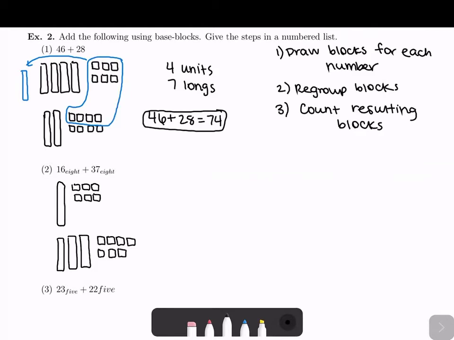Okay, so let's regroup starting with the units. So I'm going to take these 6 units and take these 2 here to get 8. So these 8 units, because we're in base 8, they give us another long. So this is really important, this step where I draw this arrow and we draw another long. This is really important because it's the only way that I see you doing the regrouping.